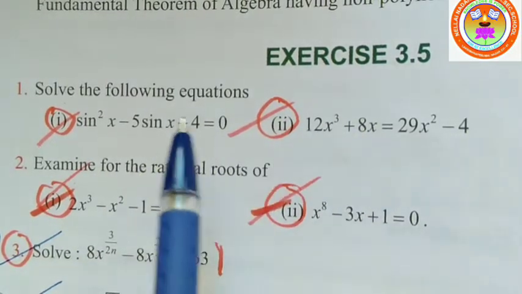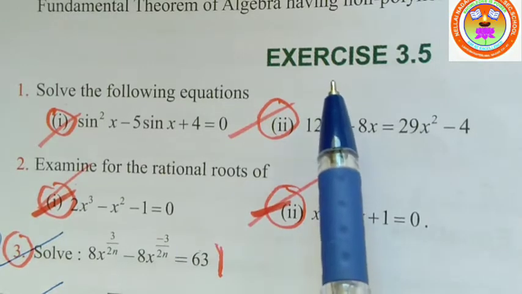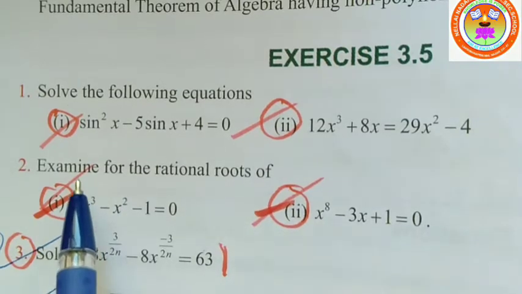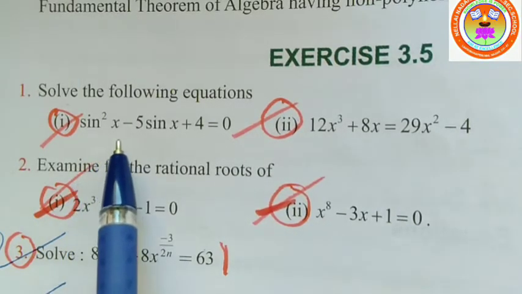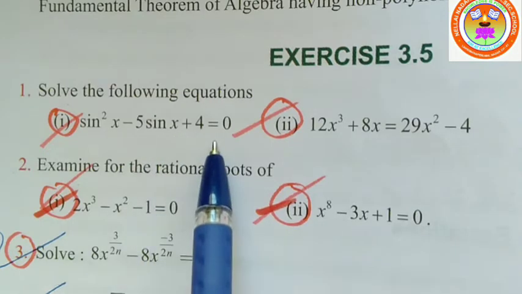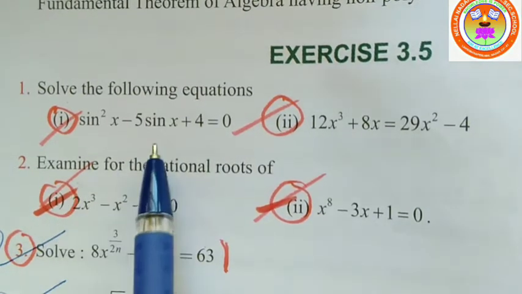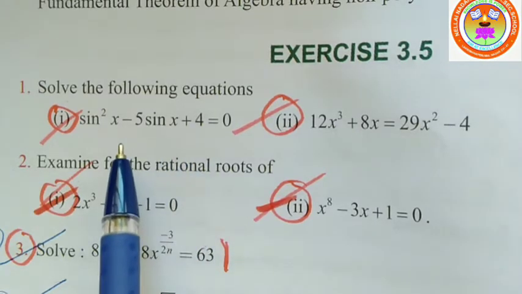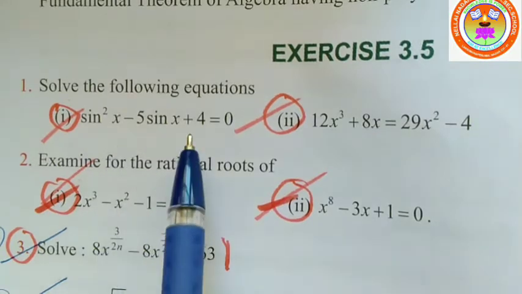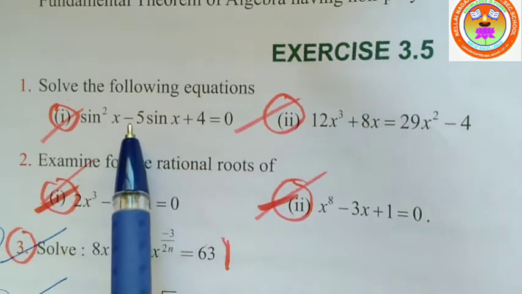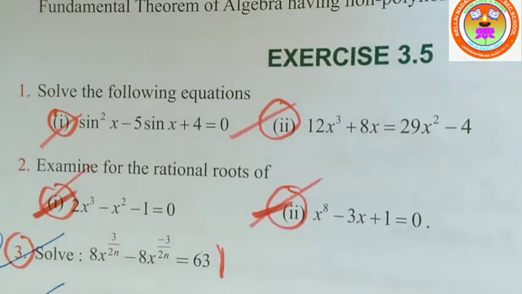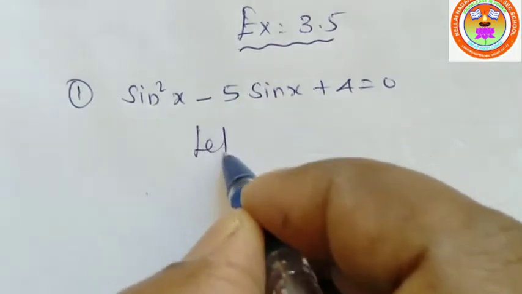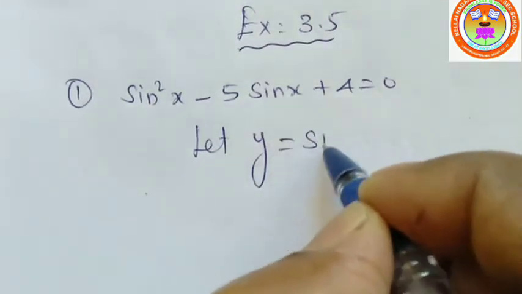See the first equation from exercise 3.5, question number 1. Solve the following equation: sine square x minus 5 into sine x plus 4 is equal to 0. This is a non-polynomial equation, right? But we can solve this like a polynomial, by taking sin x as another variable. Let us take y to be sin x.